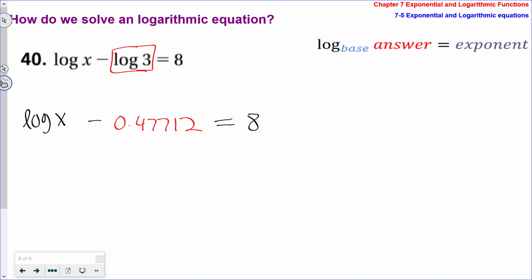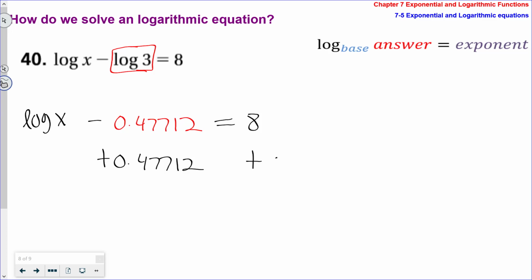If you have more than one log, use the log that doesn't have the variable and figure out what that value is, and use that numerical value so that you only have one log in your equation. Now, what do you think we're going to do? Can we go to exponential form now? Valentina? Exactly. We need to isolate this log first before we could go to exponential form. Good job, Valentina.